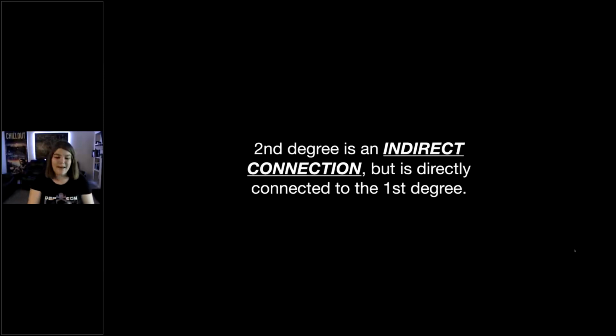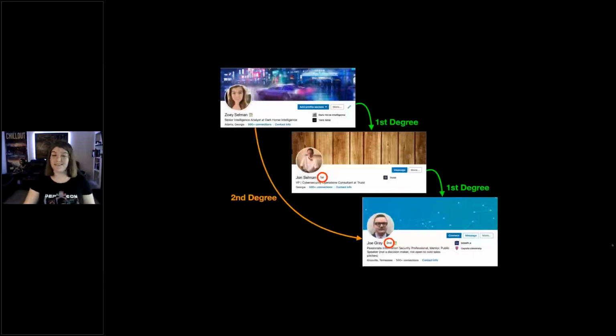bit more complicated, because obviously you hear the term 6 degrees of separation, and that is because there are 6 degrees of connections that you can have. And in terms of LinkedIn, this is what that would look like. So for example here, John is my first degree connection, Joe is John's first degree connection. And because of that, Joe is my second degree connection. And so you can imagine that the more degrees back you go, the more complicated it gets.